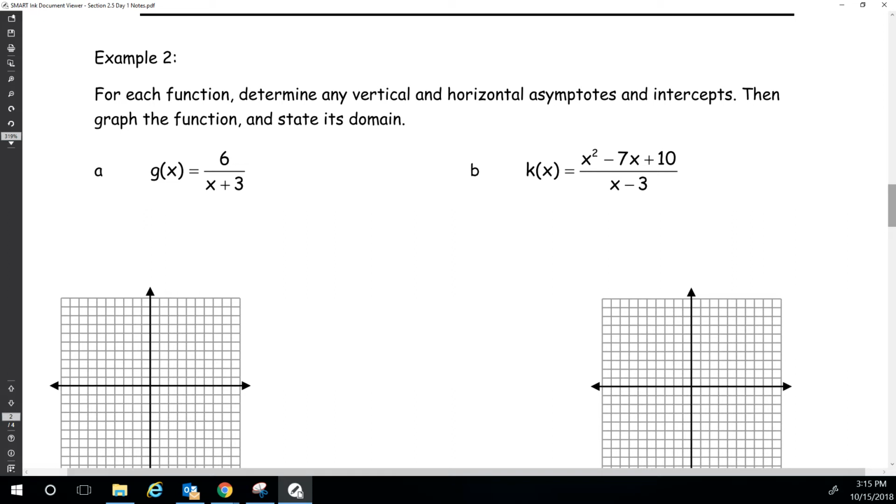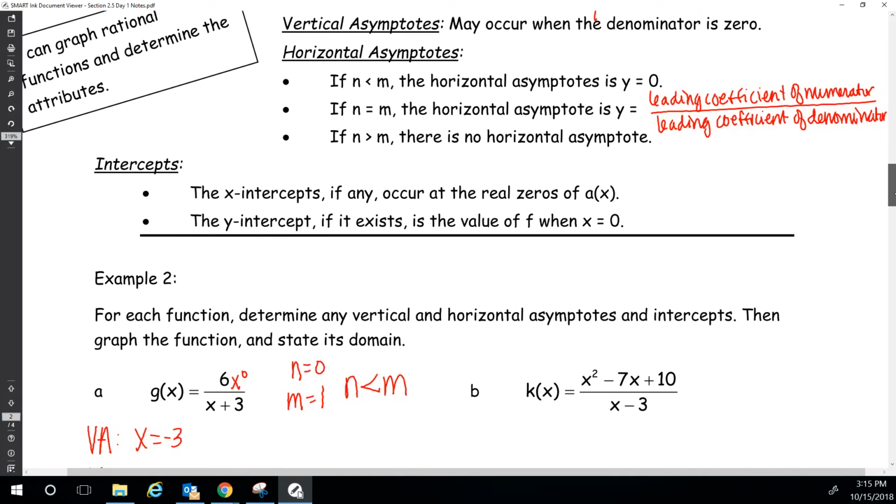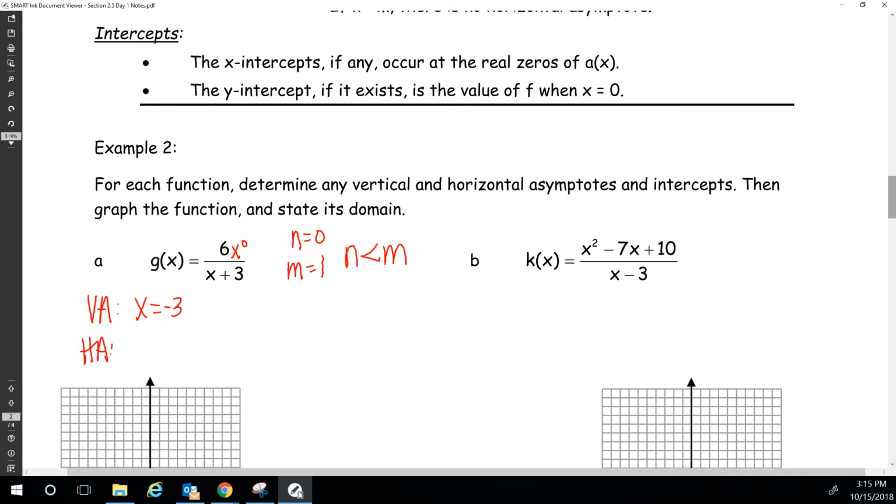My vertical asymptote, we talked about this, would be x equals -3, because that's what makes my denominator 0. My horizontal asymptote, the degree of my numerator, is 0. Remember, this is times x to the 0 power because x to the 0 is 1, but we don't write x to the 0 power. And then the degree of my denominator is x to the first power. So n is less than m, which according to our rules here, if n is less than m, my horizontal asymptote is y equals 0.